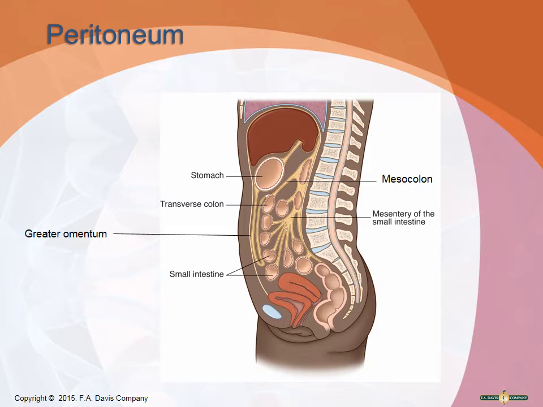You think that when they open up the abdomen, they take out this long tube of bowel, and it's not so, because it's all connected by this mesentery. In the mesentery, you'll have blood vessels and lymph nodes, and nerves.